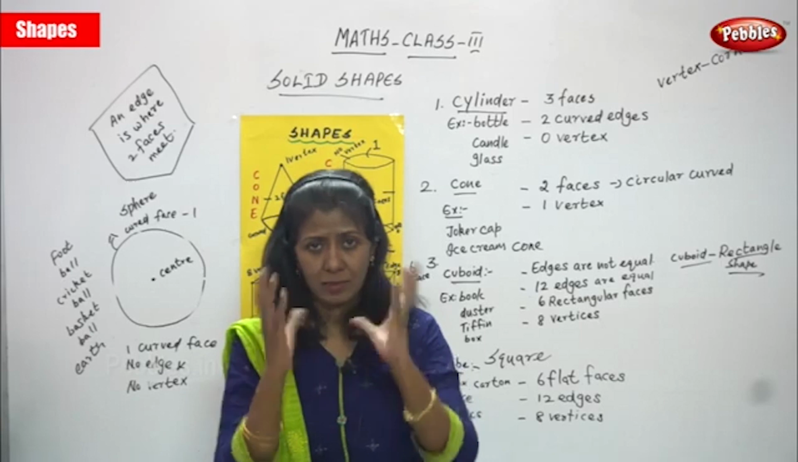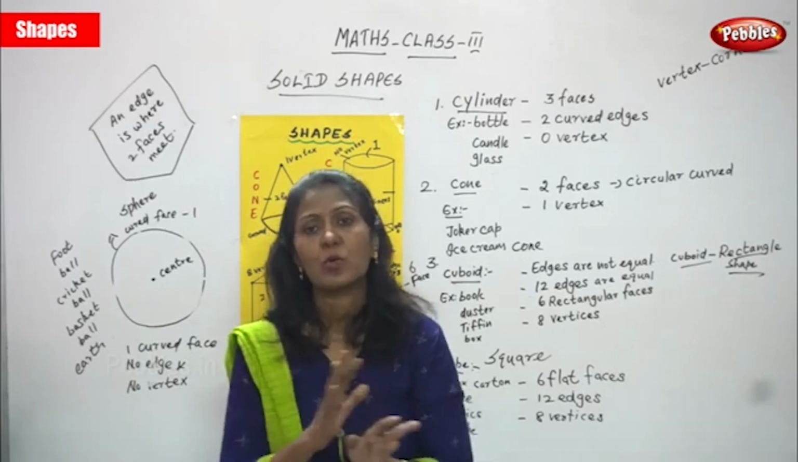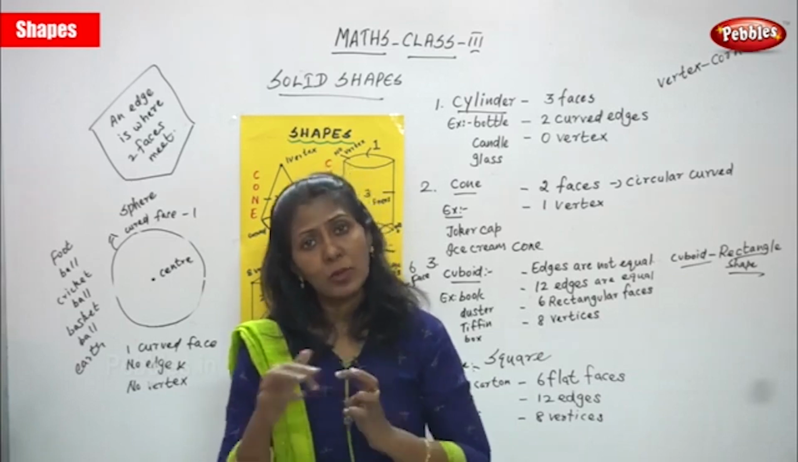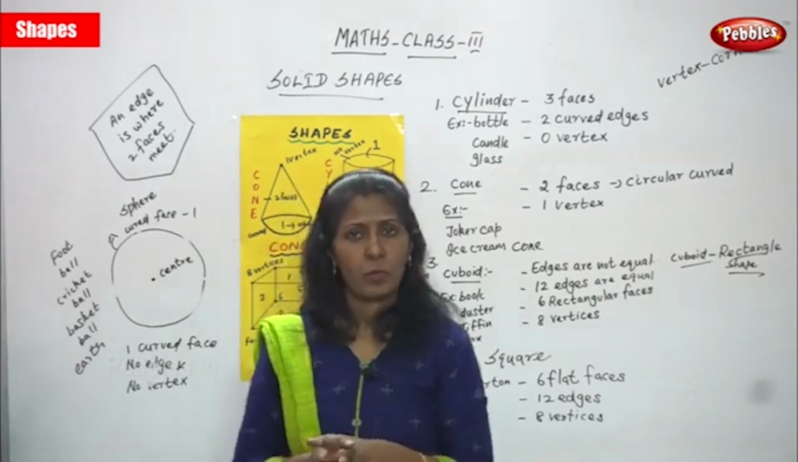So earth is a sphere shape. It is not a round shape, almost a circle. It looks like a sphere. Okay, thank you.